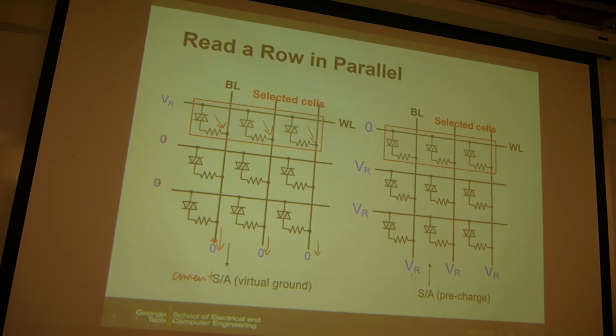The other way is to pre-charge the bitline by some read voltage, and then the current will flow, and then you ground the selected row, then current will flow this way, and then for the other unselected rows, you may want to bias to be VR, so they don't contribute too much current to the bitline. They don't contribute here. So the bitline will decay depending on the resistance of the cell. It may decay fast, decay slow.